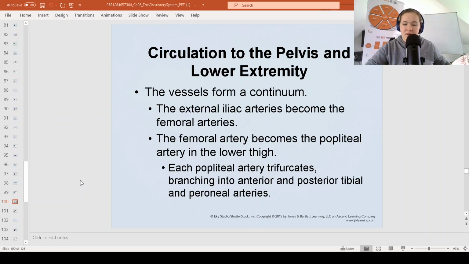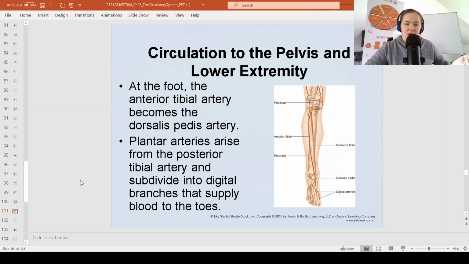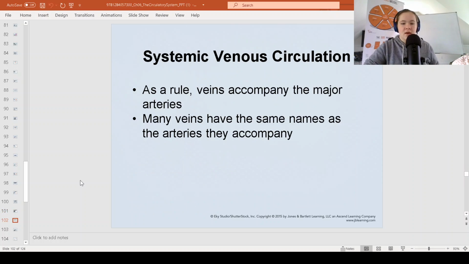Each popliteal artery trifurcates, branching into the anterior and posterior tibial and peroneal arteries. At the foot, the anterior tibial artery becomes the dorsalis pedis artery, which is another pulse point. Plantar arteries arise from the posterior tibial artery to subdivide into digital branches that supply blood to the toes.